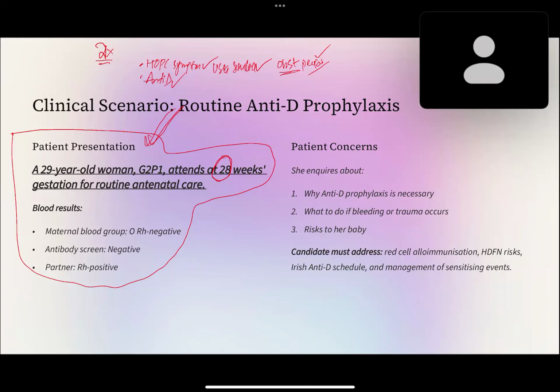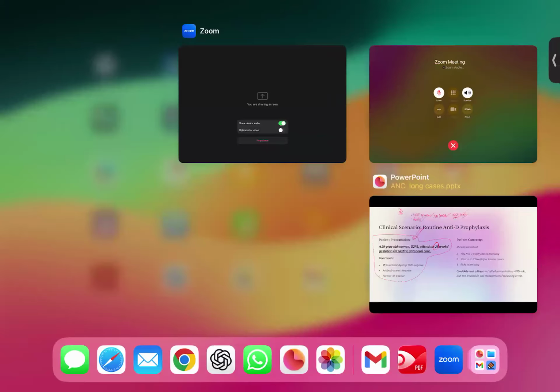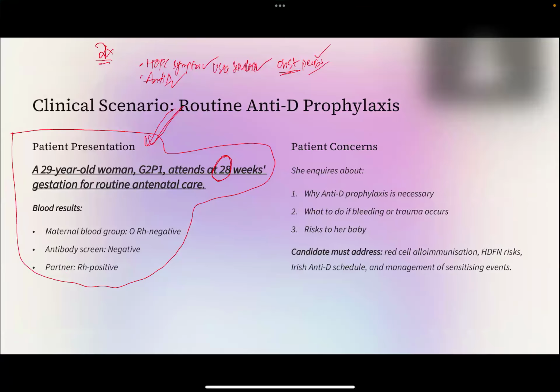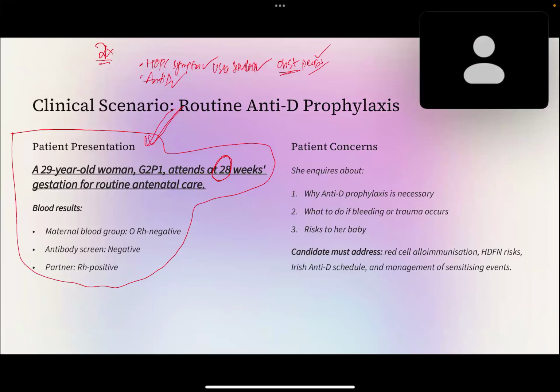And that could be due to trauma as well, or if she's undergoing any invasive procedures like amniocentesis or CVS. Sorry, my mic was muted. That's okay. So what is the dose of anti-D for this patient? She's at 28 weeks, so between 1,000 and 1,500 international units. But we have to do the titers first.